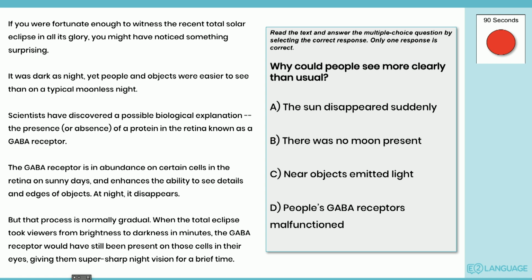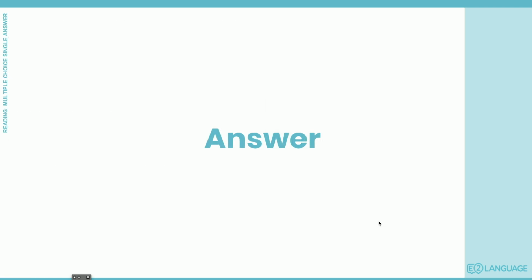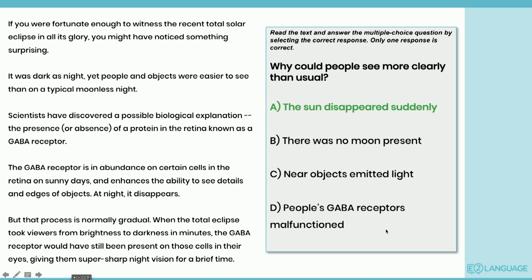So what's the opposite of gradual? Have a look at A. The sun disappeared suddenly. That's the best answer here. In fact, it's the only answer. That is the reason why people could see more clearly than usual. The sun disappeared suddenly.